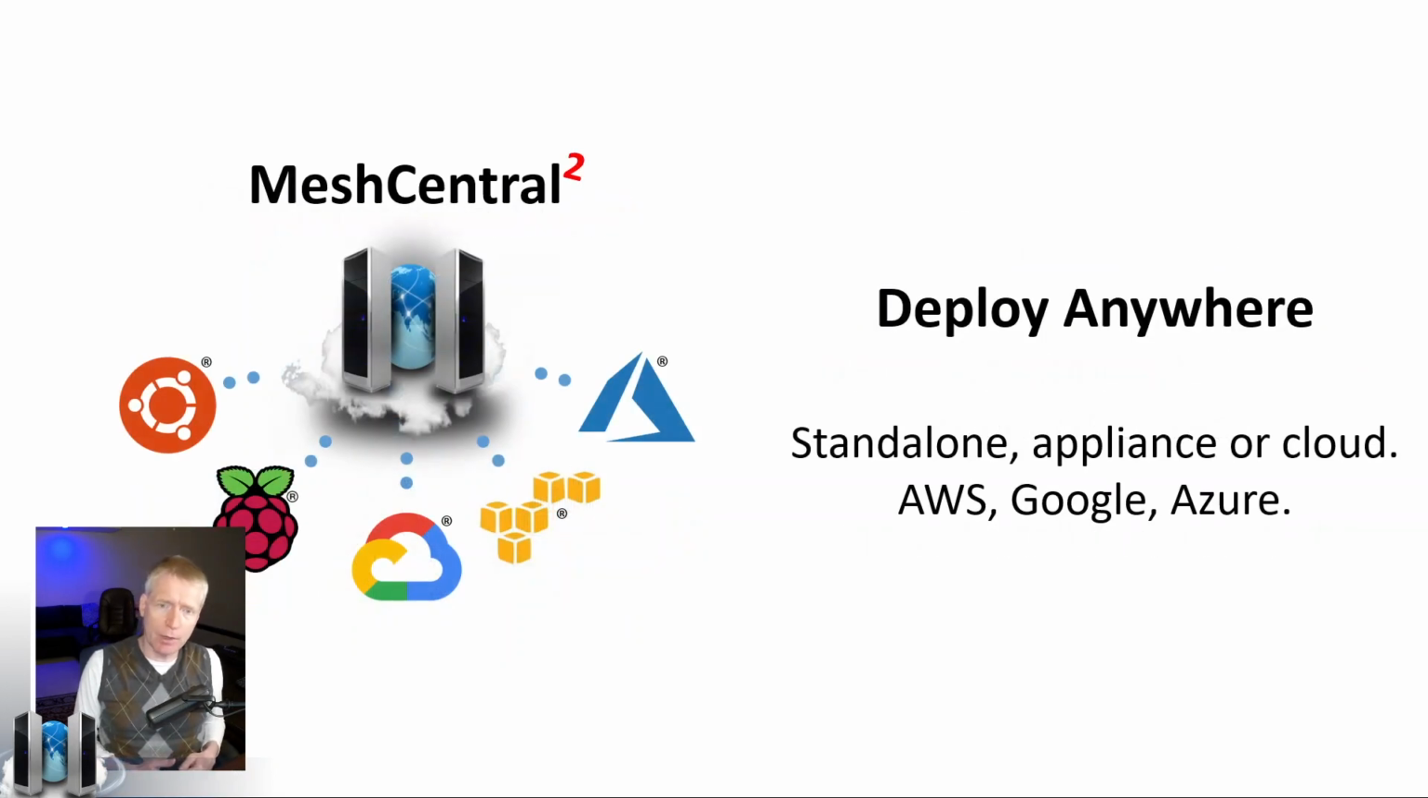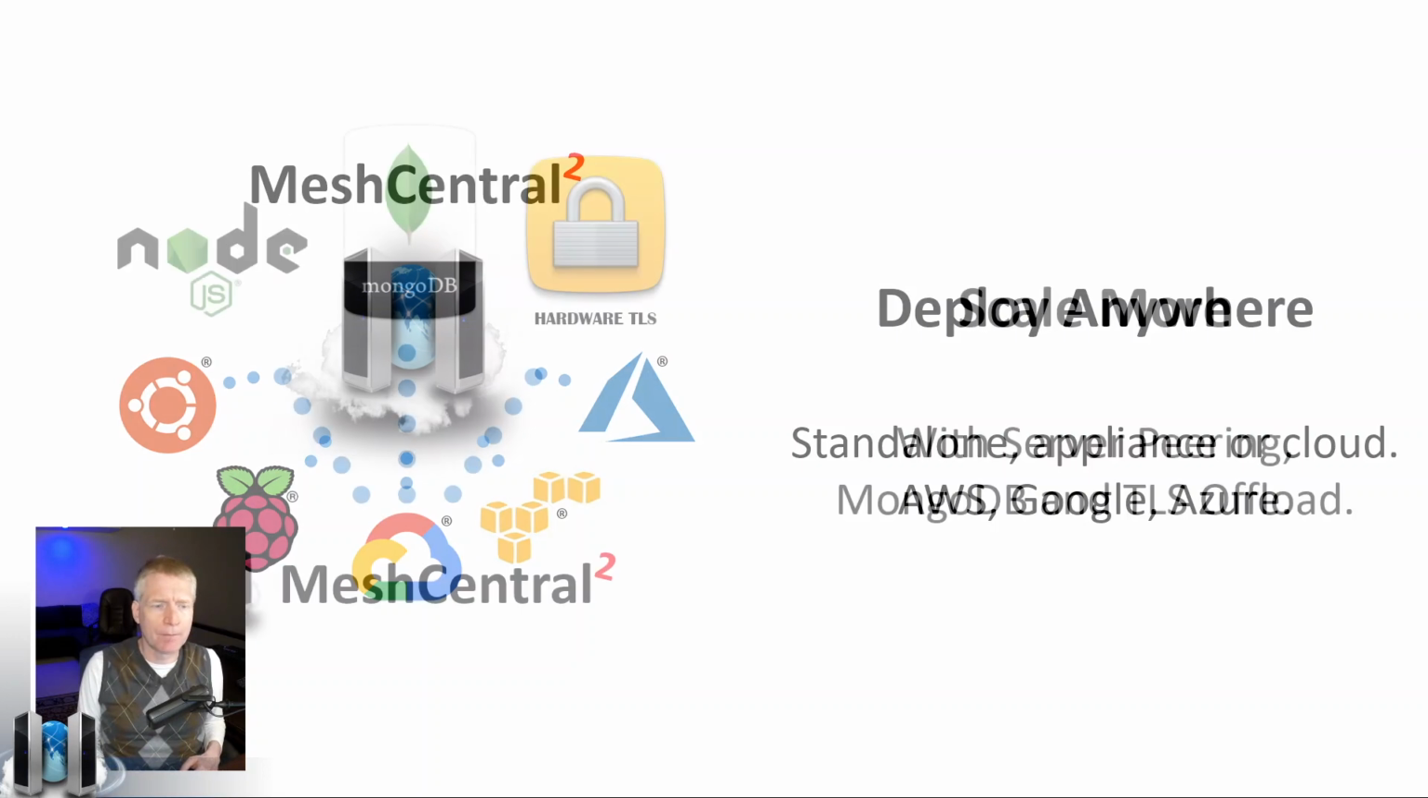MeshCentral deploys everywhere. So AWS, Google, Azure, any major cloud provider. As long as you have a Linux instance or a Windows instance or even a macOS instance, you can download MeshCentral using npm, and you run it and no problem. You can even download and install MeshCentral on a Raspberry Pi. So a small $35 computer will run MeshCentral just fine.